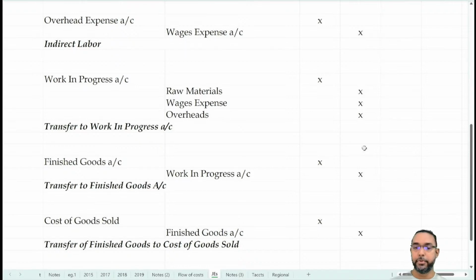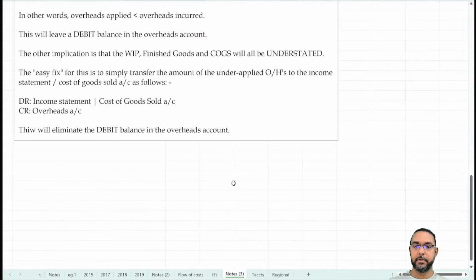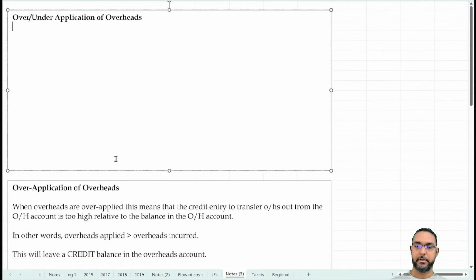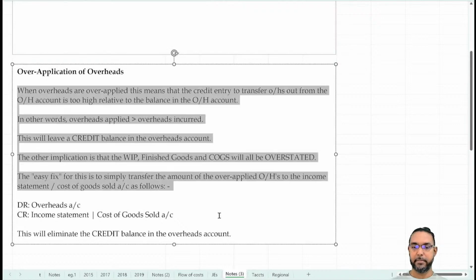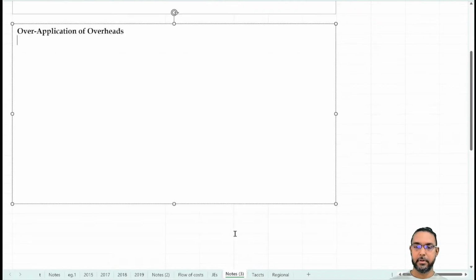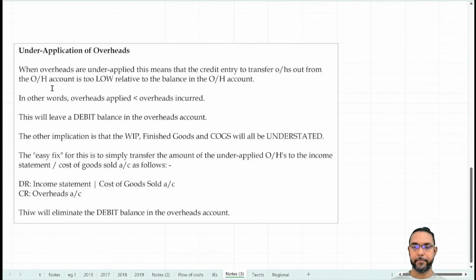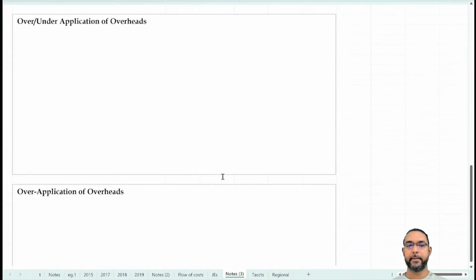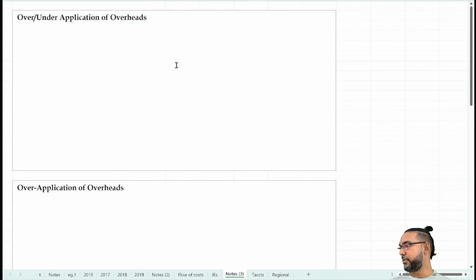Right. So now what I want to talk about is something called, which I'll clearly have to delete these notes. Put them back in. All right. Right. So what we're going to talk about now is something called under application of overheads, right? Under or over application. So let me explain.